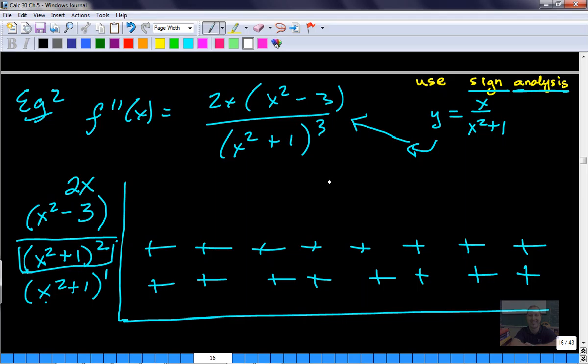So x, we know x is 0 at 0, right? And because this is a positive term, if x was less than 0, that would make 2x negative. And if x is greater than 0, that would make 2x positive. Good? All right. Now, this one's a bit tricky.